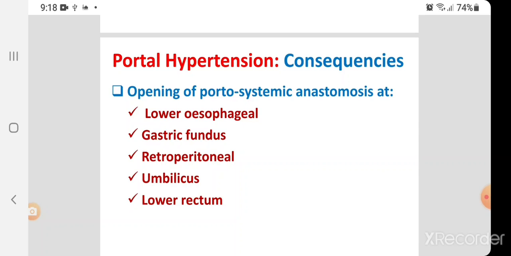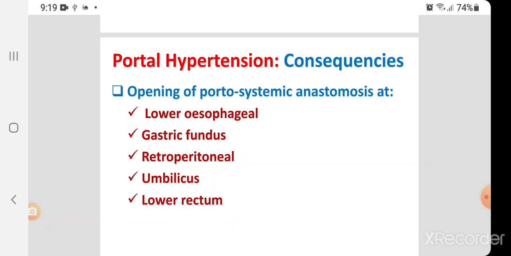If the portal system is closed, blood will come, and the left gastric vein will be very large. So it will try to open anastomosis with the azygous vein. So it causes varices, very large veins in the lower part of the esophagus, and these are called esophageal varices. Also, the same vein can cause large veins in the fundus of the stomach, because there is also anastomosis with the systemic circulation in this area. It can cause fundal varices of the gastric area.